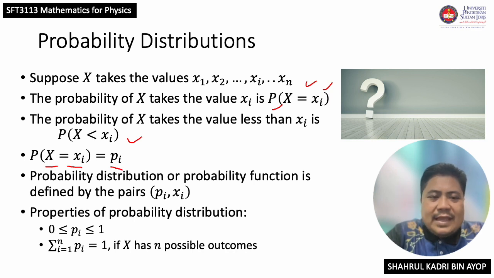The probability of any event which takes any occurrence is equal to the probability for that trial. The probability distribution or probability function is defined by the pair of the probability and the occurrence. The property of the probability distribution is that the probability of any occurrence is from 0 to 1. It cannot be a negative number or be over 1. And the total of those probabilities is equal to 1, if there are n possible outcomes.